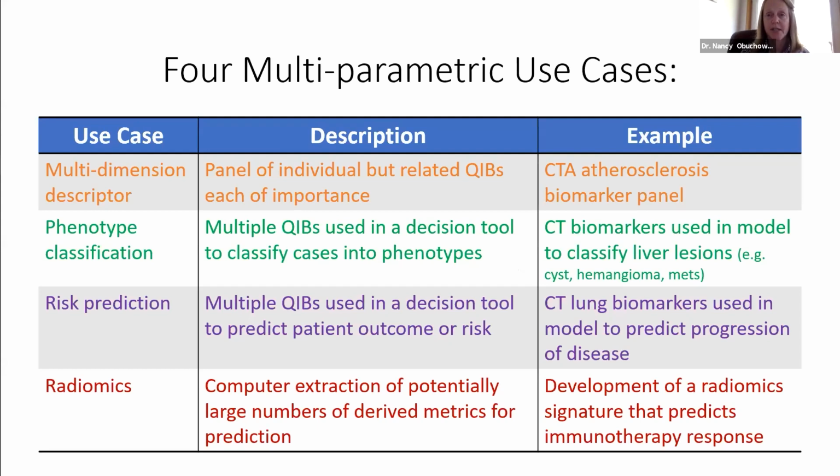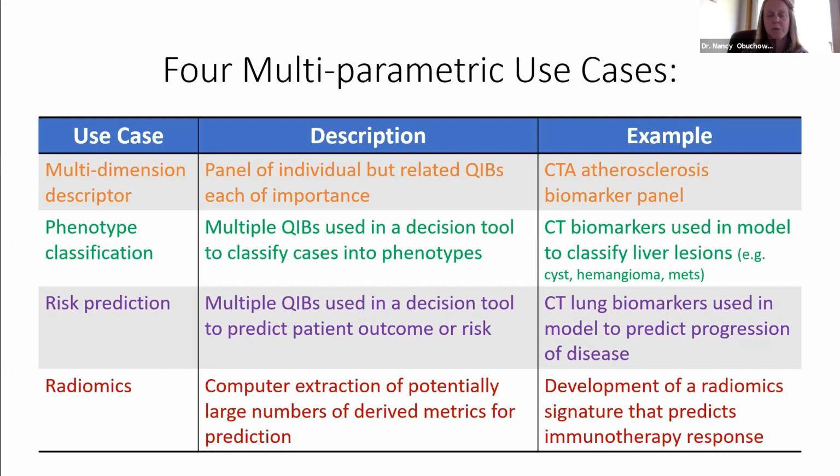So I'm just going to go over these real quickly because it will help you see where we're going with validation. So the first use case is the multi-dimensional descriptor, where here we have a panel of individual but related quantitative imaging biomarkers, each of its importance. The second one is phenotype classification. And here the idea is you take multiple QIBs and put them together in a model to classify cases into phenotypes. So an example would be if I had several CT biomarkers and I want to build them all to classify liver lesions, the phenotypes would be, is it a cyst or a hemangioma or METs?